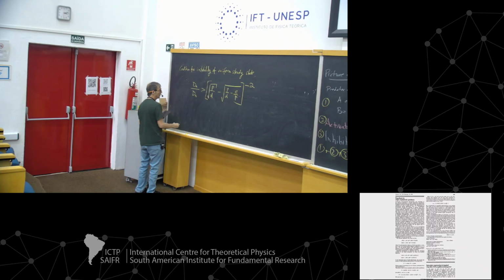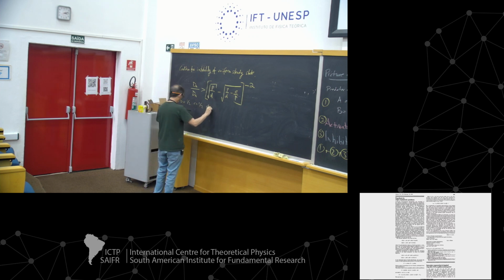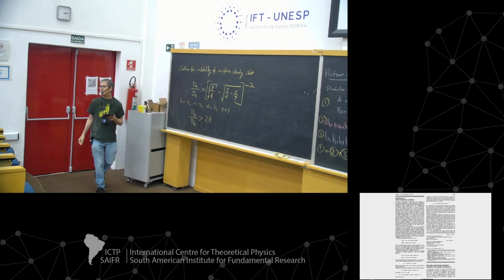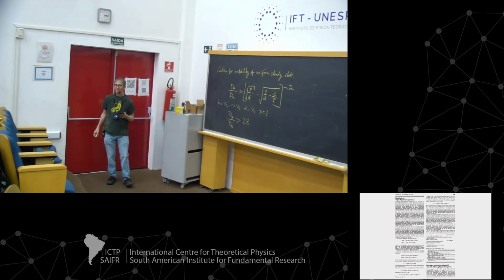And let's suppose I choose my reaction terms to be of order unity. So let's say B is equal to half, C is equal to half, D is equal to 1/2, P is equal to 1. Then if I compute that, what it says is that dA over dB has to be greater than something about 28, a very large number.